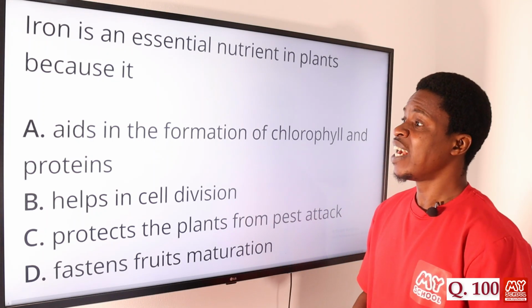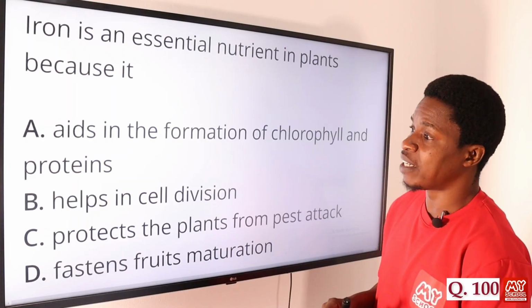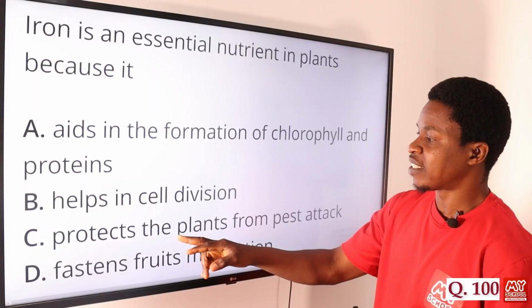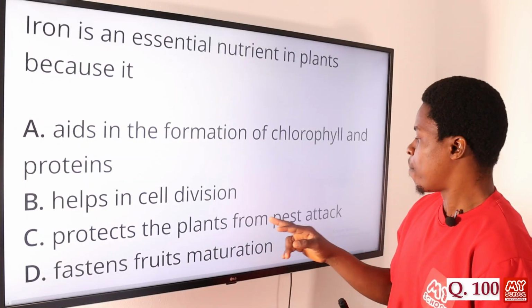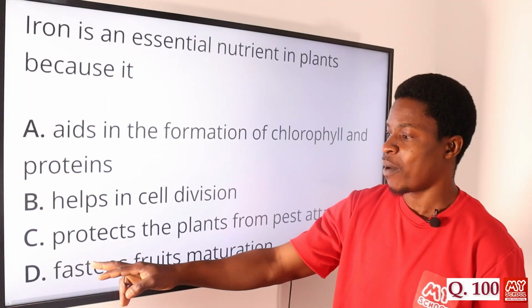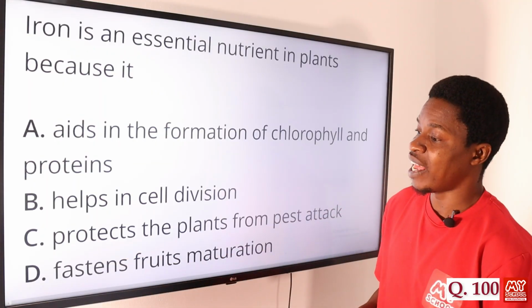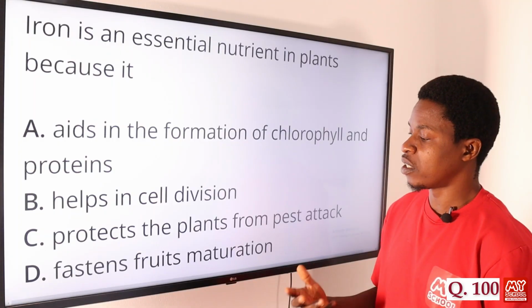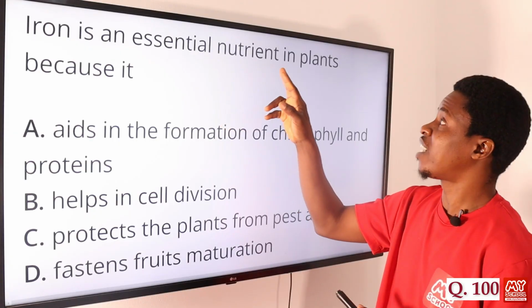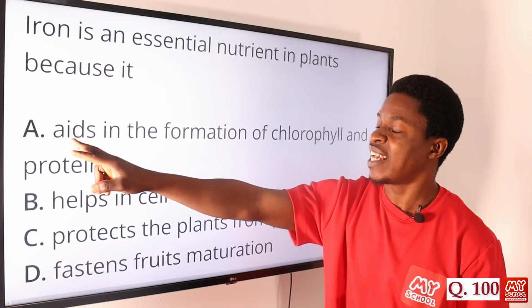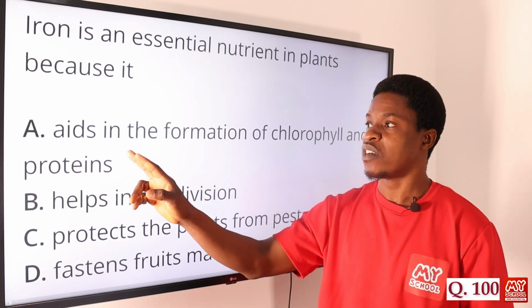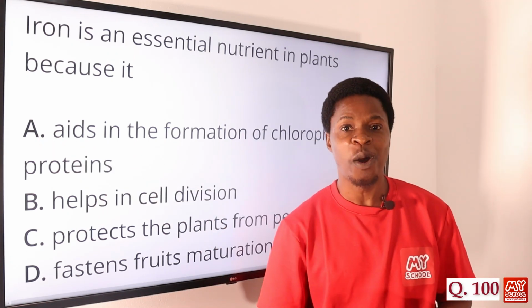So option A says aids in the formation of chlorophyll and proteins. Yes. The others say helps in cell division, helps protect the plants from pest attack, fastens fruit maturation. When you say fastening fruit maturation, we are talking about ethylene, which helps in fruit ripening. So the correct answer here: iron is an essential nutrient in plants because it aids in the formation of chlorophyll and proteins. So the correct answer is option A.